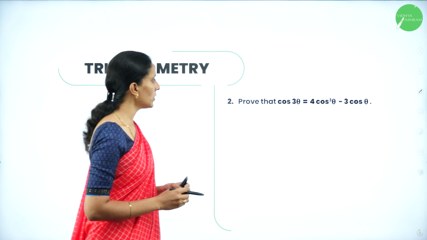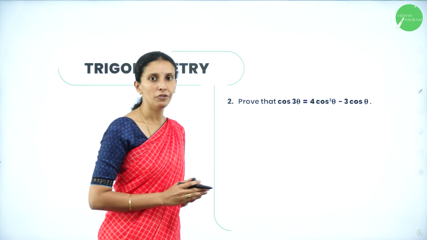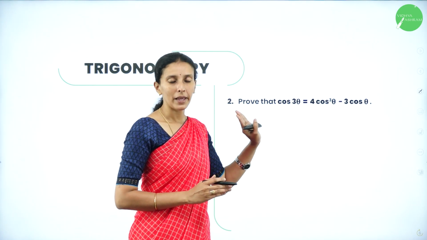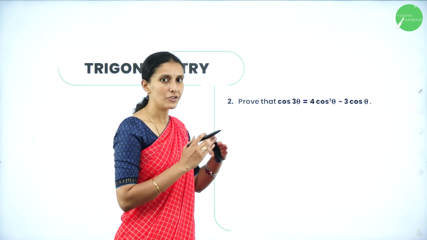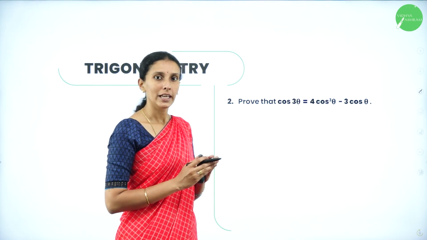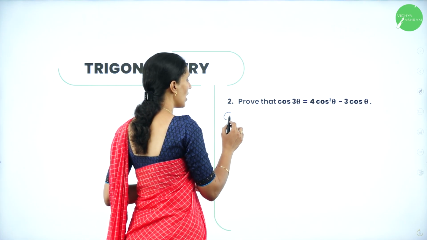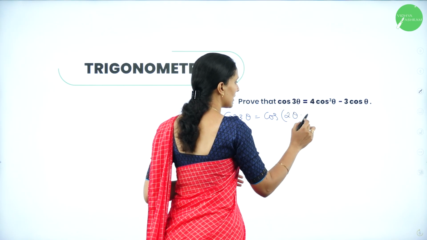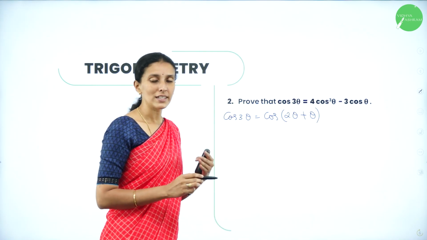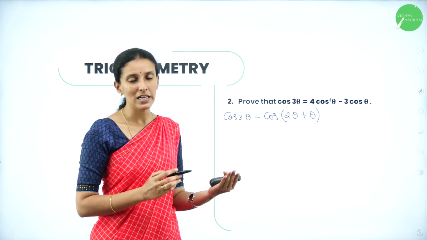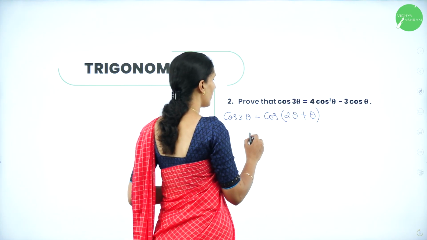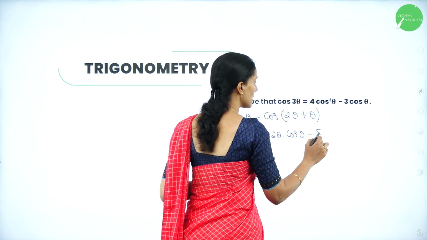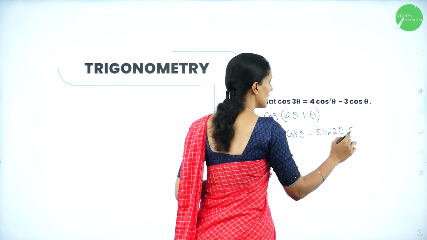Next question, prove that cos 3 theta is equal to 4 cos cube theta minus 3 cos theta. Again, we will make use of the compound angle formula and replace all the terms by cos here. So, let us take cos 3 theta as cos 2 theta plus theta. We know the expansion of cos A plus B. It is cos A cos B minus sin A sin B. So, in the same way, this becomes cos 2 theta into cos theta minus sin 2 theta into sin theta.